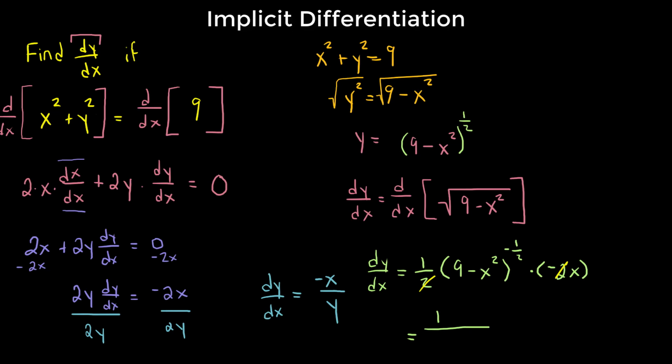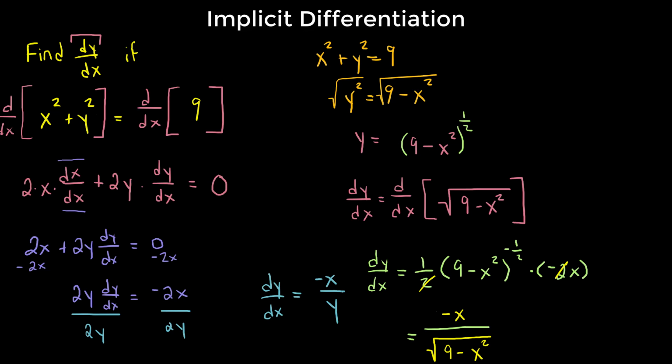And then, so that 9 minus x squared raised to the negative 1/2, that's the same as 9 minus x squared to the positive 1/2 power in the denominator, which is the same, like we said earlier, as the square root of 9 minus x squared. And so we're left with negative x in the numerator. So let me go ahead and just erase this here. And that would just be a negative x in the numerator.